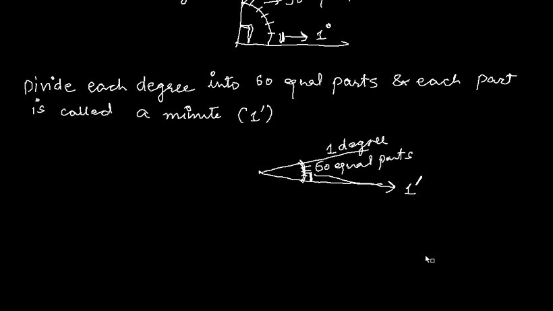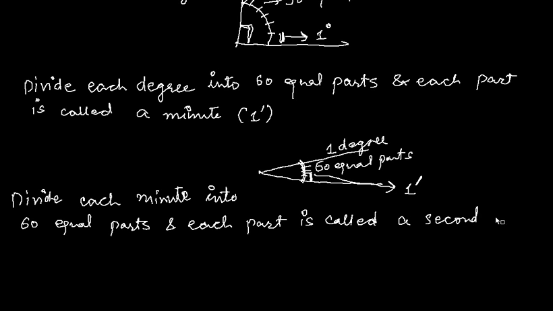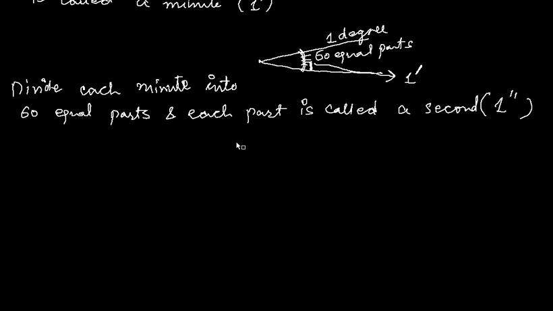Okay. And to further increase the resolution, you will divide each minute into 60 equal parts, and each part is called a second, denoted by 1 with a double prime. Right? So you have this 1 minute, and you have divided it into 60 equal parts, and each part is called a second.